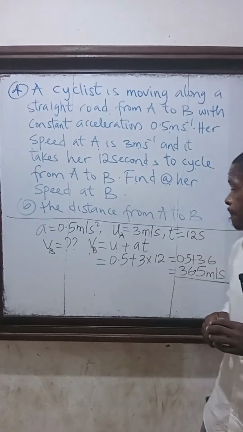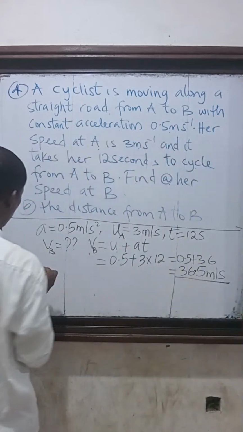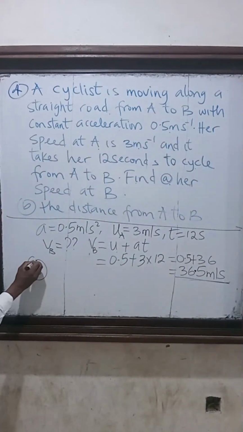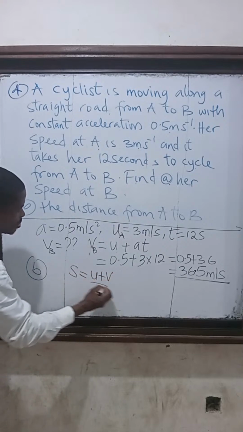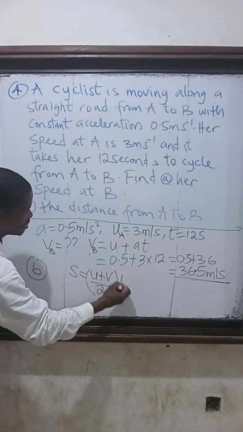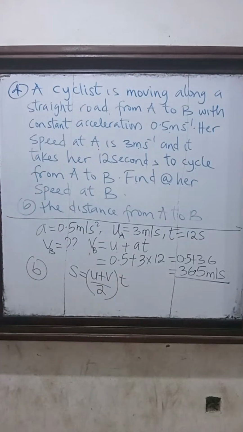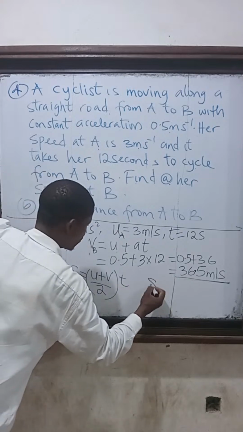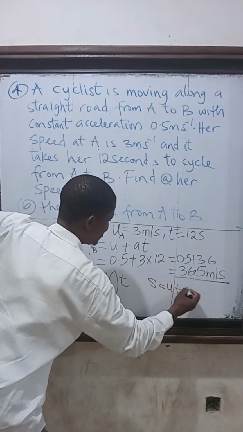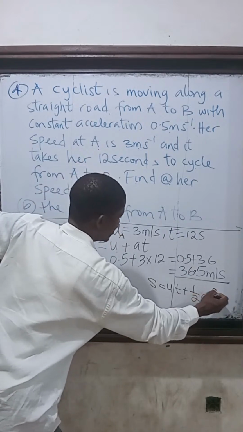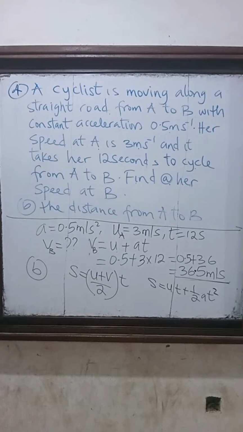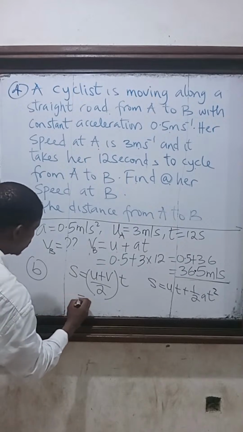Okay, then the distance from A to B. The distance from A to B, we can use this equation, U plus V over 2 times t. You can use that equation. We can as well use this equation also to get the distance: ut plus half at squared. You get the same answer. So this is going to be what?